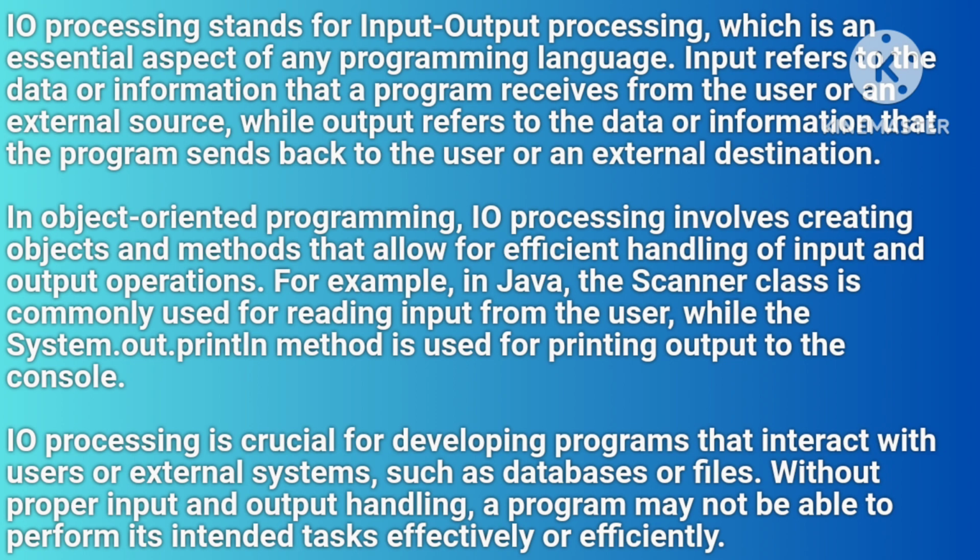For example, in Java, the Scanner class is commonly used for reading input from the user, while the System.out.println method is used for printing output to the console. I/O processing is crucial for developing programs that interact with users or external systems, such as databases or files. Without proper input and output handling, a program may not be able to perform its intended tasks effectively or efficiently.